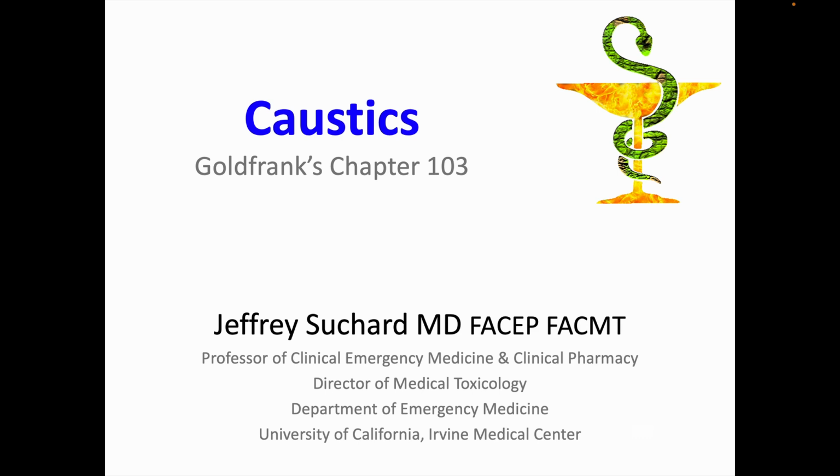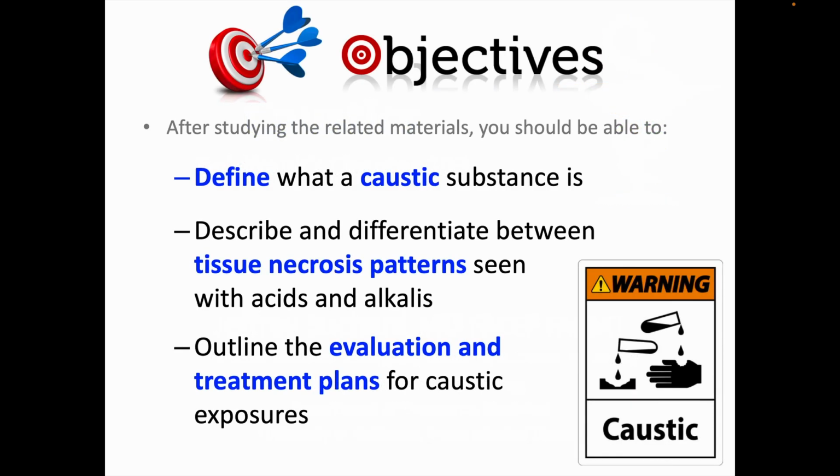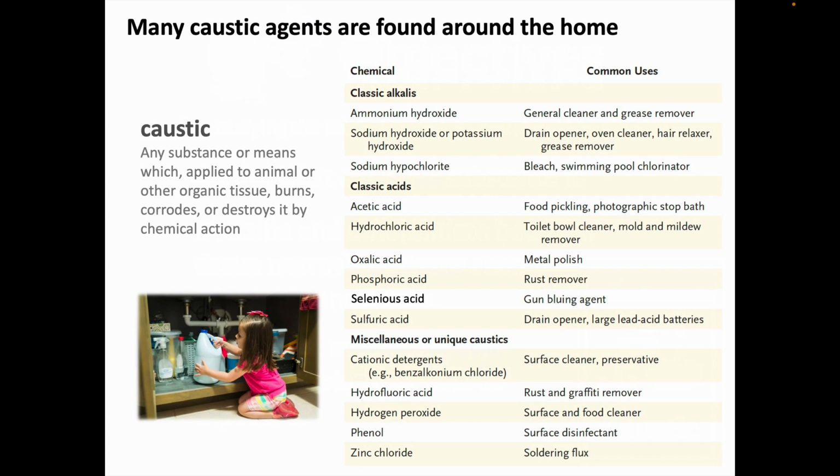This video in the Clinical Toxicology series is about caustics, corresponding to Goldfrank's chapter 103. The learning objectives for this session are that you'll be able to define what a caustic substance is, describe and differentiate between the tissue necrosis patterns seen with acids and with alkalis, and outline the evaluation and treatment plans for caustic exposures. The definition of a caustic is any substance or means which, applied to animal or other organic tissue, burns, corrodes, or destroys it by chemical action.